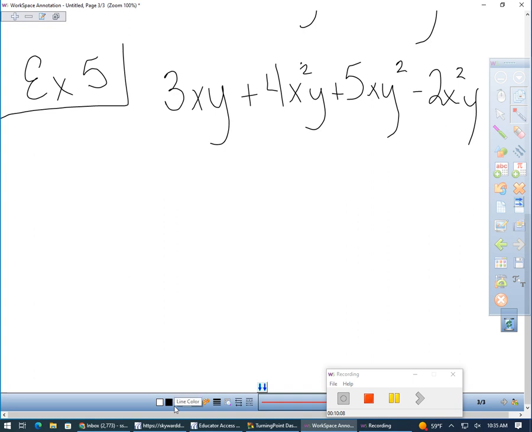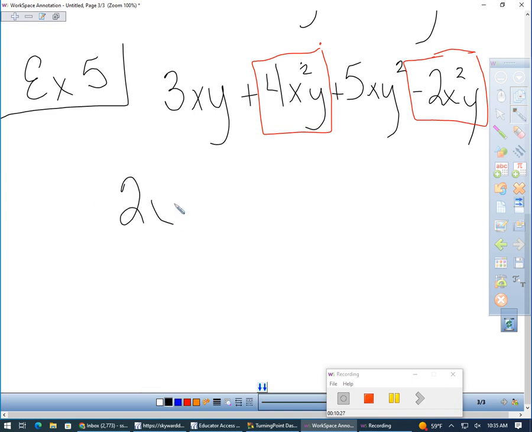What do you got? Very good. Trenton's right. Our like terms are this 4x squared y and negative 2x squared y. If we add those together, Trenton was right, we get 2x squared y. All right. So now technically we're done with those. I'm going to cross them out so I don't get confused of what I have left. Right? So I still have a 5xy squared and a 3xy.